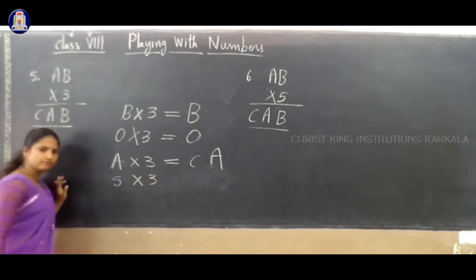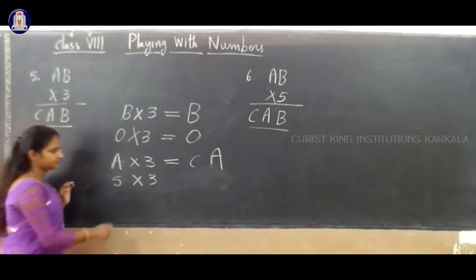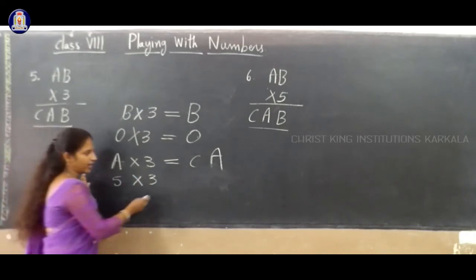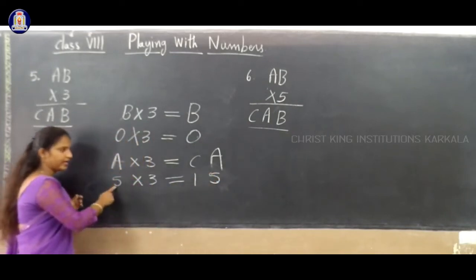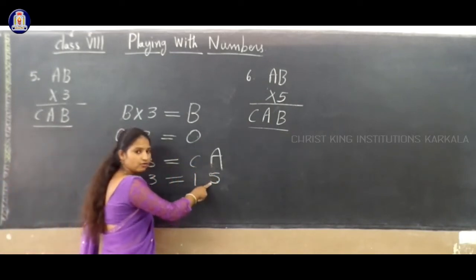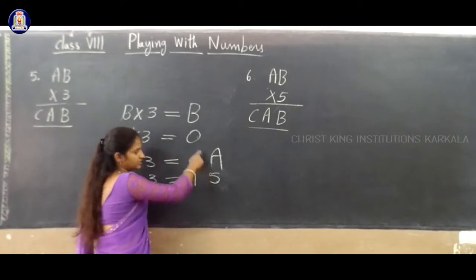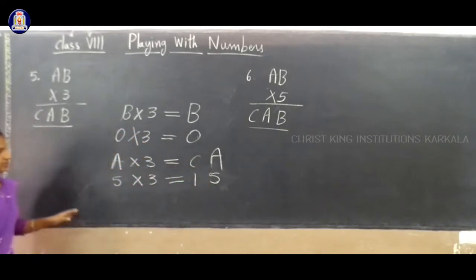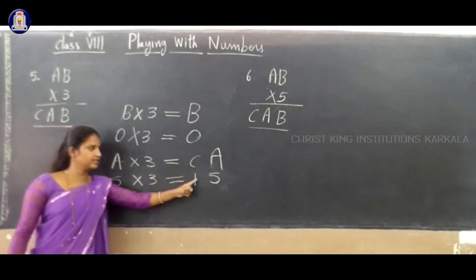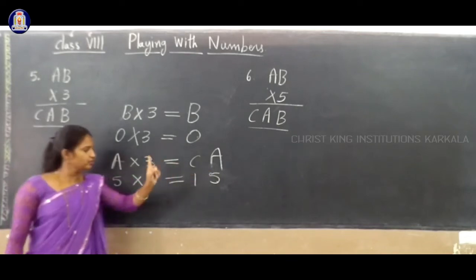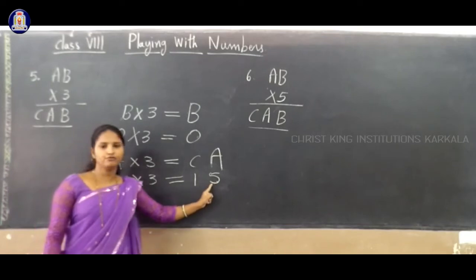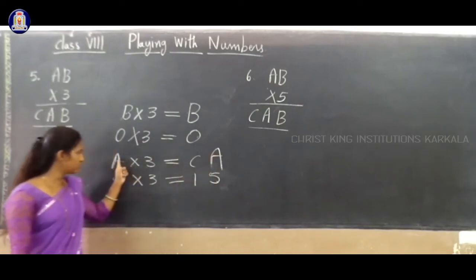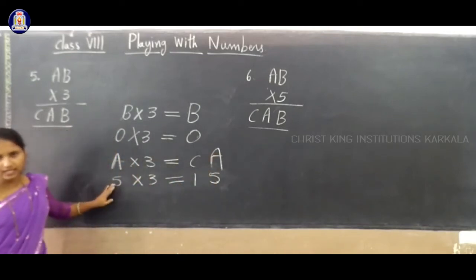If you write 5 in place of A, 3 into 5, 3 fives are 15. So the value of A is 5, here also the value of A is 5. So what is the value of C? C is 1. Clear? So A into 3 is equal to CA. 3 fives are 15, A is 5, here also A is 5. So this is a correct answer.